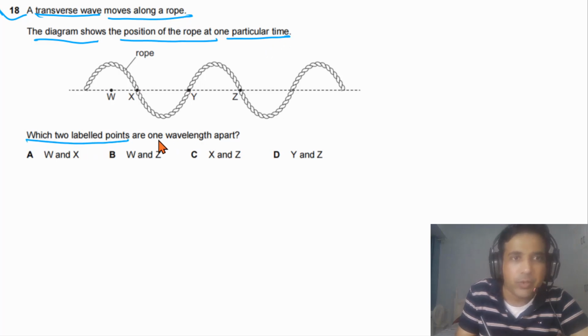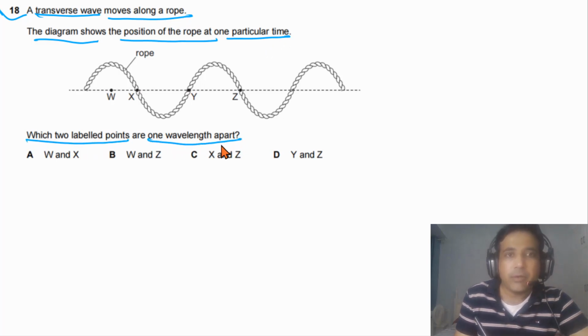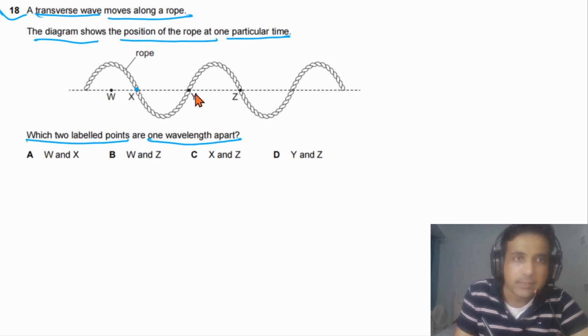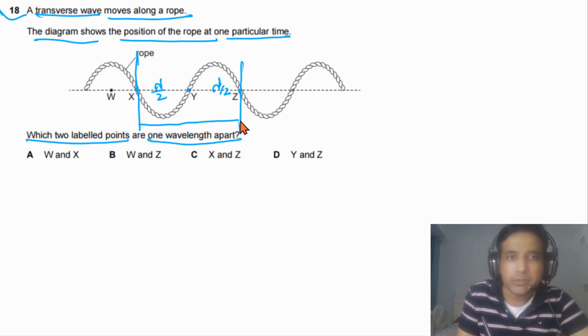Which two labeled points are one wavelength apart? Wavelength is the distance between two consecutive same points on the wave. If you look at point X and point Y, they are lambda by 2 apart, and Y and Z are also lambda by 2 apart, meaning half wavelength. So the distance between X and Z, because these are two consecutive same points, is equal to lambda. So the answer for this question is C.